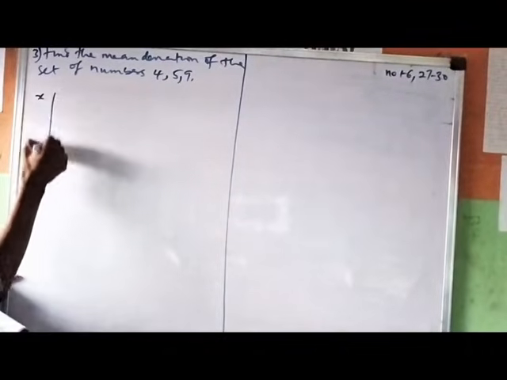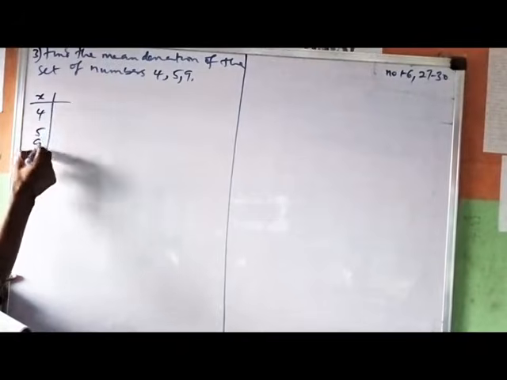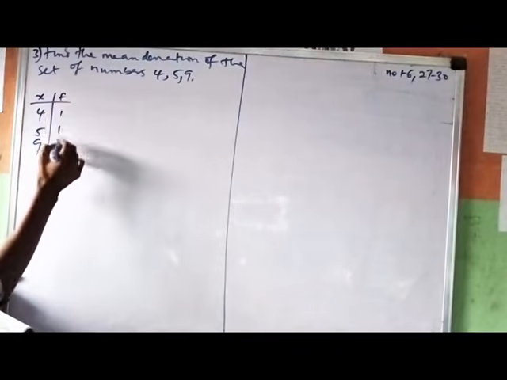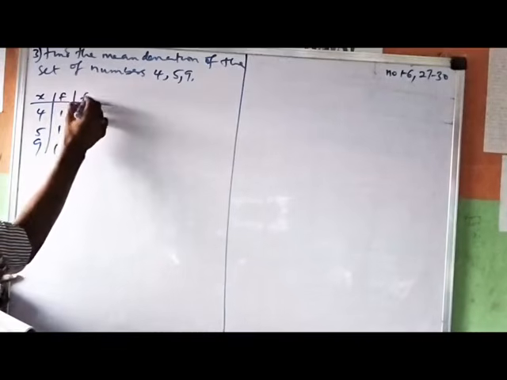Let's find the mean deviation of the set of numbers. So the x is what? 4, 5, 9. Frequency 1, 1, 1. fx is what?